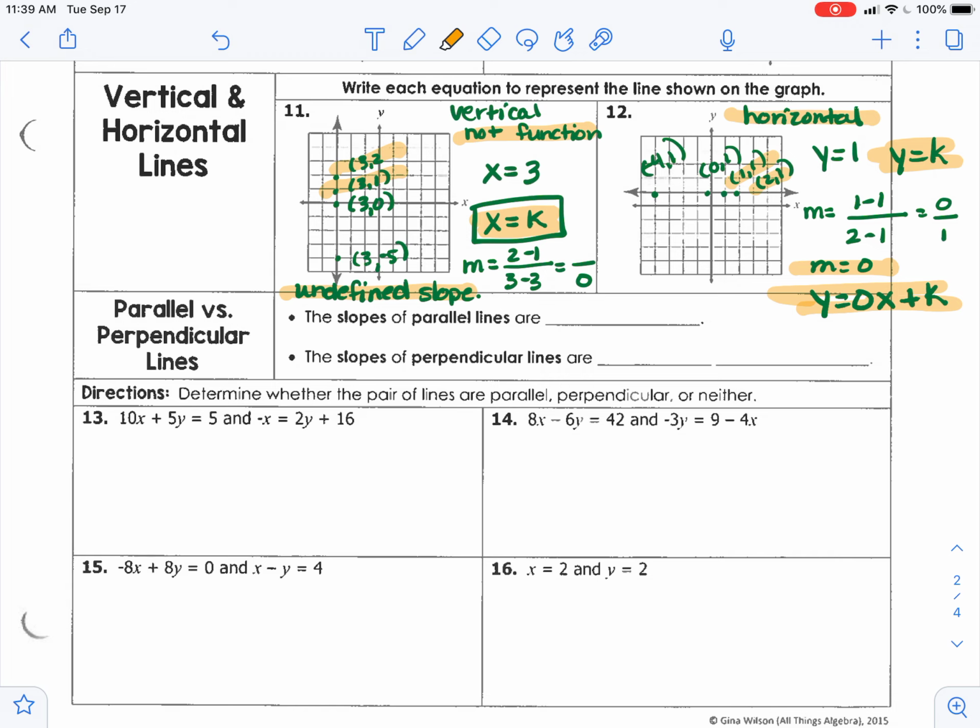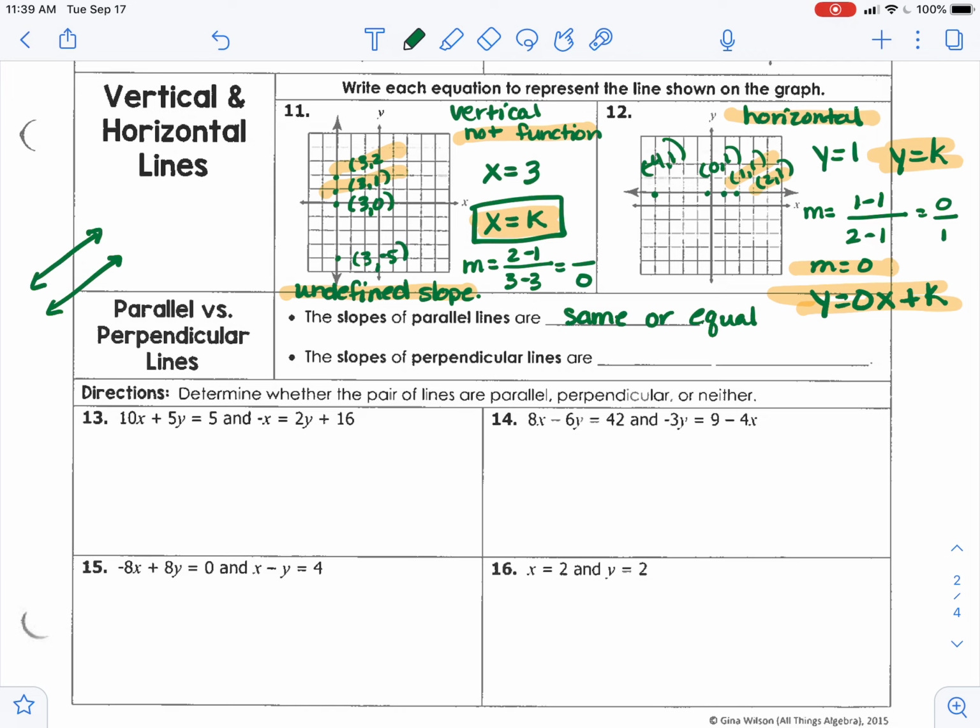Okay, parallel versus perpendicular. Well, first off, hopefully you remember what parallel lines are. 2 lines in the same plane that never intersect. Well, the only way that that can happen is if those 2 lines have the same slope. So the slope of parallel lines are the same or equal.